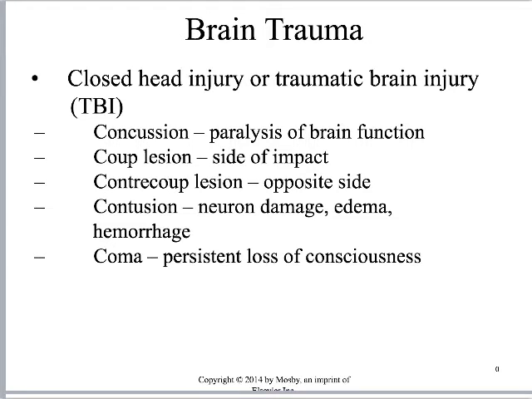We talk about where the lesion or where the damage is in relationship to the impact. So we call it a coup lesion if it's the side of impact, a contrecoup if it's opposite the side. Contusion refers to neuron damage, edema, or hemorrhage within the brain. So it is different from concussion, right? And then coma is if any of this traumatic brain injury results in a persistent loss of consciousness. So that sometimes is also referred to as a chronic vegetative state.